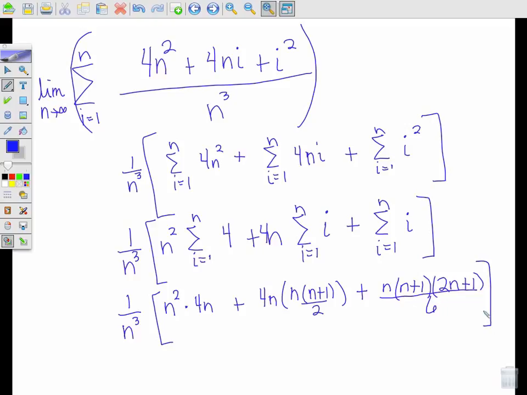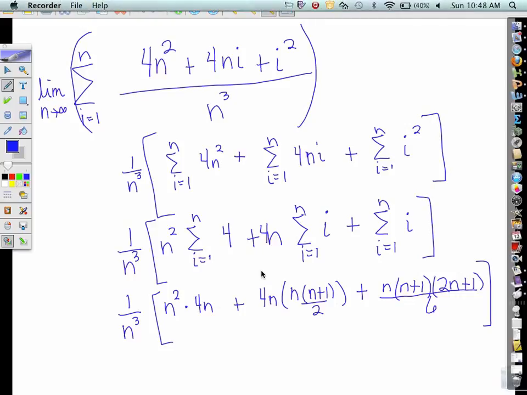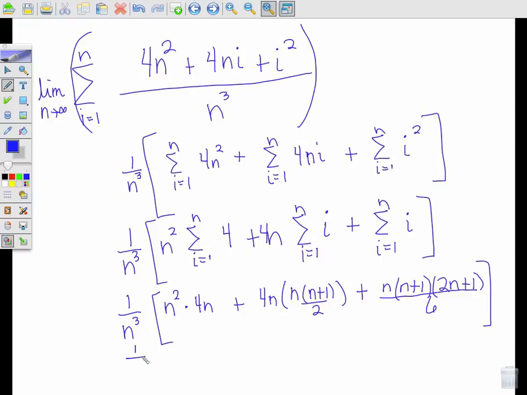So we've got all of our summation symbols eliminated, and before I can take the limit of all of this, I need to have all of my variables combined and figure out the degree. All right, let's simplify some of this. I'm going to transfer over to another page, but 1 over n to the third. n squared times 4n is 4n to the third.